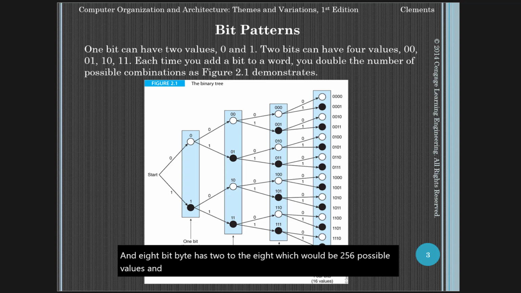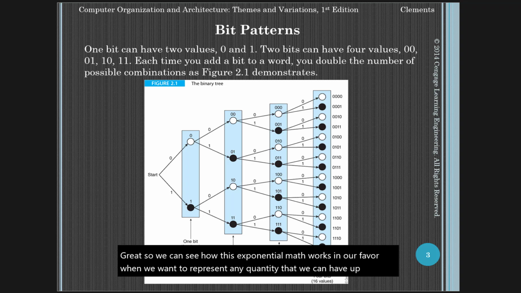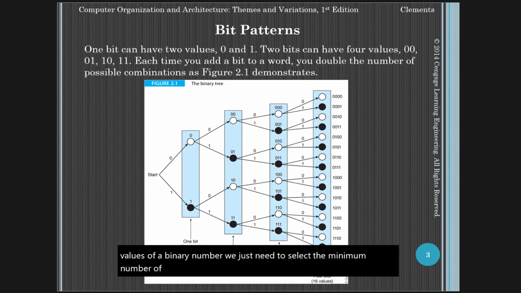And a 16-bit word has 2 to the 16th, or 65,536 different values, right? So we can see how this exponential math works in our favor when we want to represent any quantity that we can have up to n values of a binary number. We just need to select the minimum number of bits that we need.